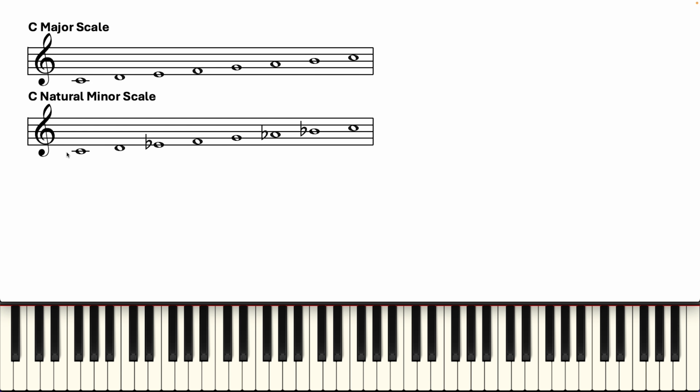And so you have in the natural minor scale 3 notes that have been lowered compared to its major scale, if we're using the same starting tonic. So C and C, there's 3 notes that are lowered here. And those 3 notes are the scale degree 3, scale degree 6, and scale degree 7.